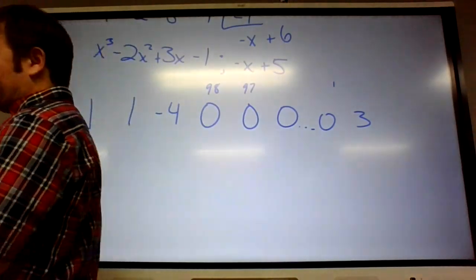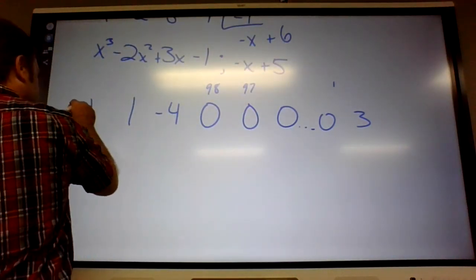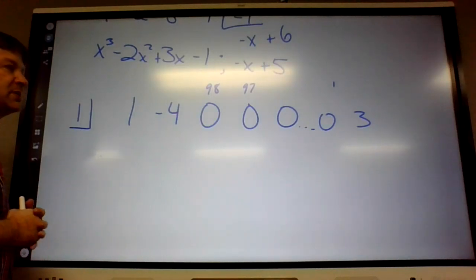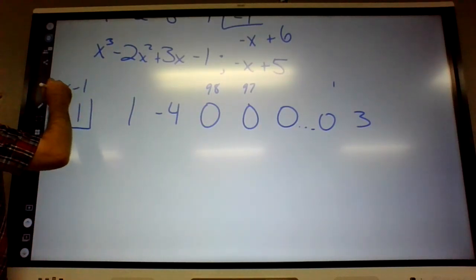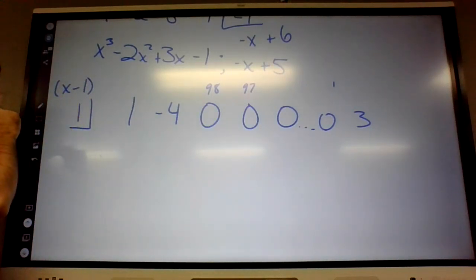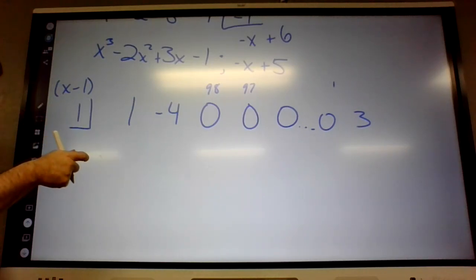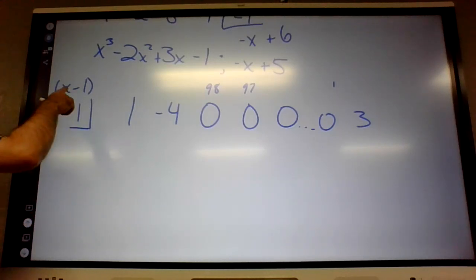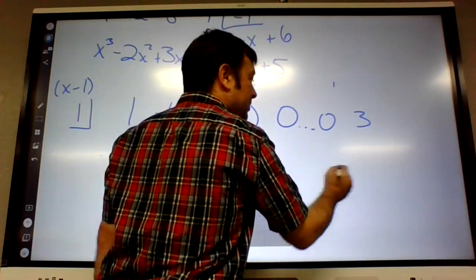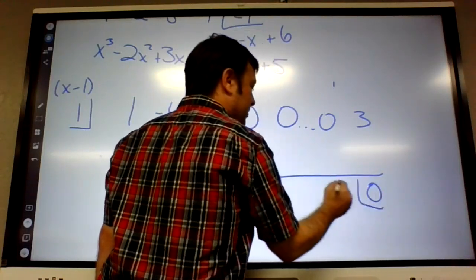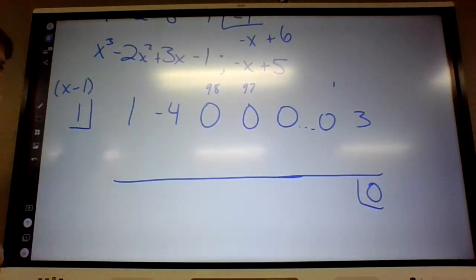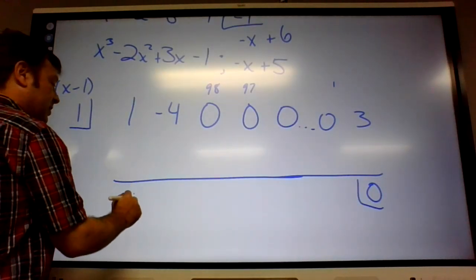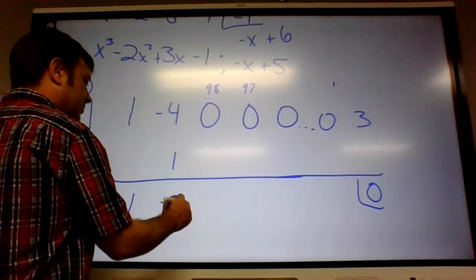So let's start by dividing by x minus 1. So I'm going to put a positive 1 in the box. How can I tell whether x minus 1 is a factor or not? We talked about this earlier. If you divide and the remainder is zero, then that means it divides perfectly, right? So if our remainder comes out as zero, then yes, it is a factor. If it comes out as anything besides zero, then no, it is not a factor. So let's see how this would go. So add down, multiply up, add down, multiply up.